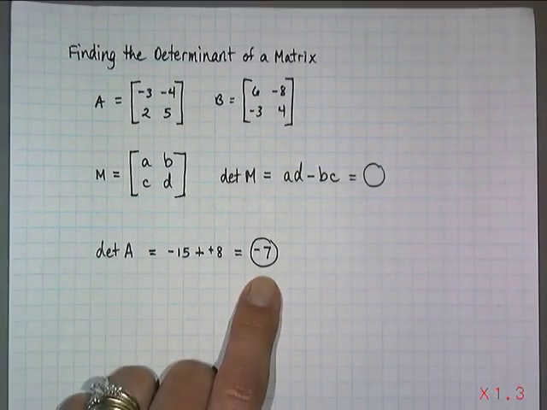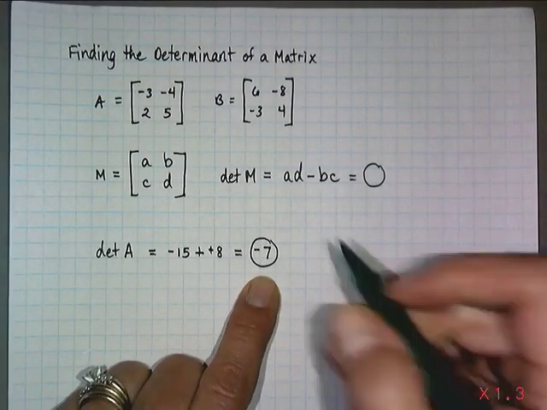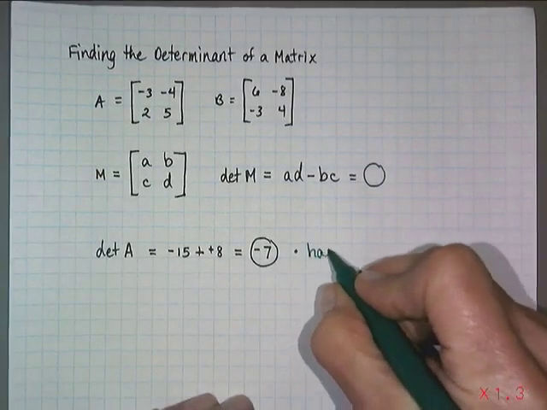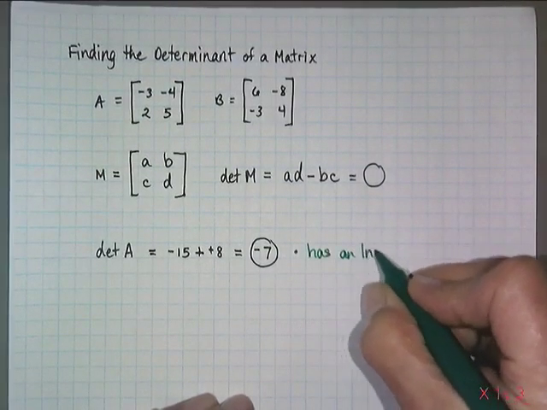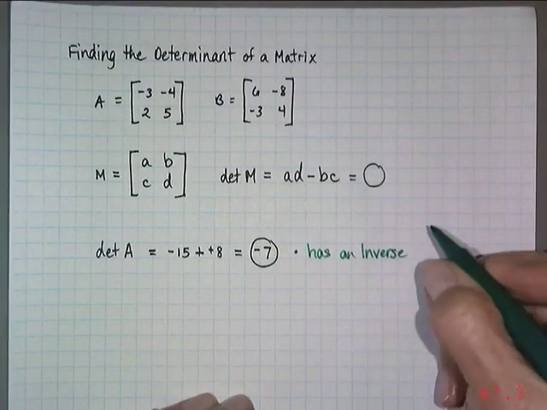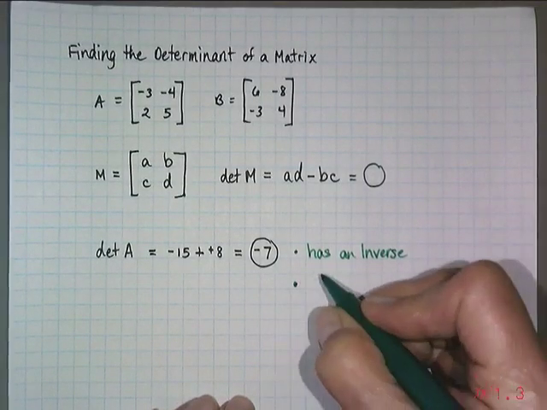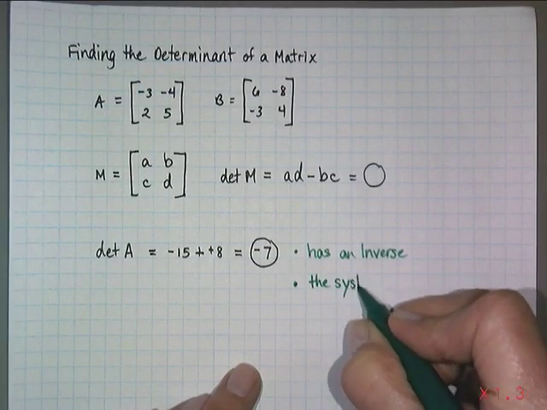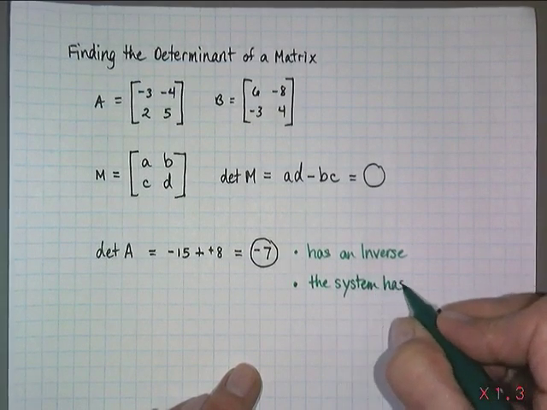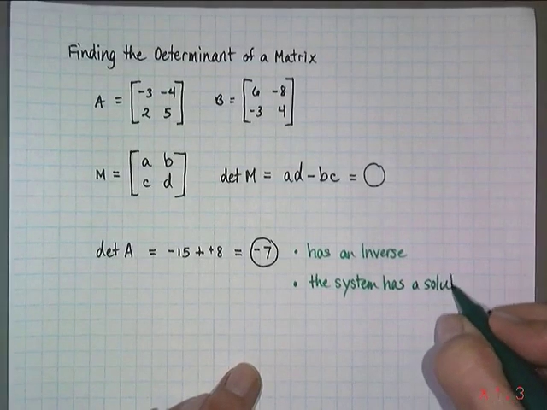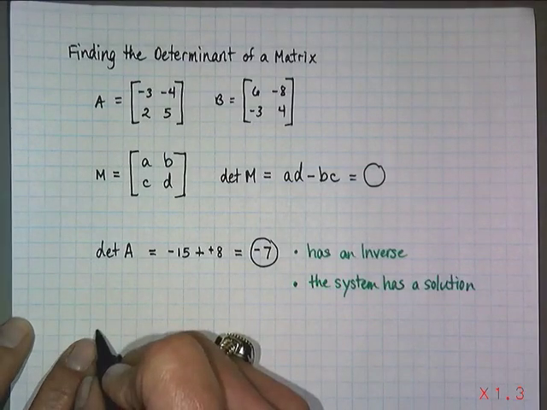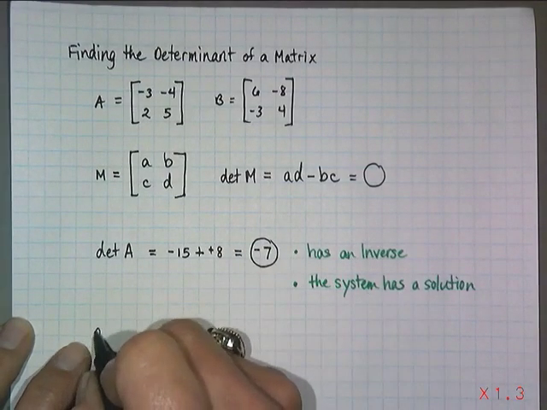Now what that number tells you, because we did get a value, tells you two things. It tells you this matrix has an inverse, so if you need to find the inverse, this is a way to find it. It also tells you that the system that it represents has a solution. The system of linear equations has a solution. Could be one solution, could be infinitely many, but it has one. As opposed to what happens when the determinant doesn't equal a number. Let me show you what I mean by that.